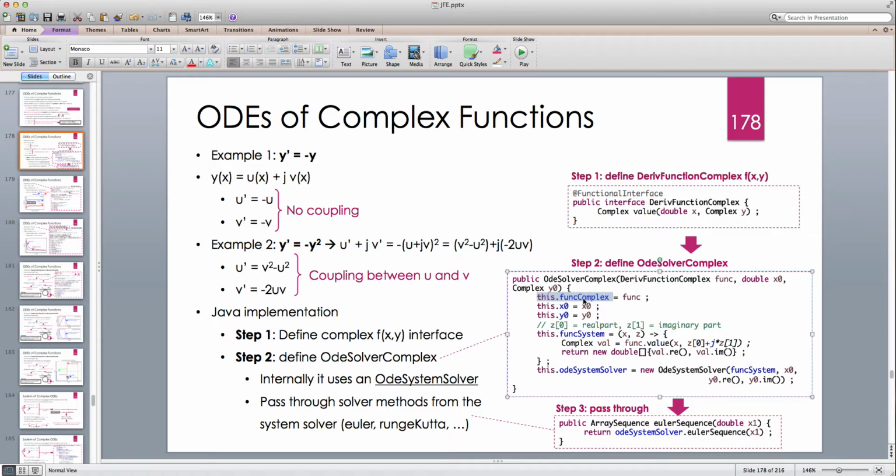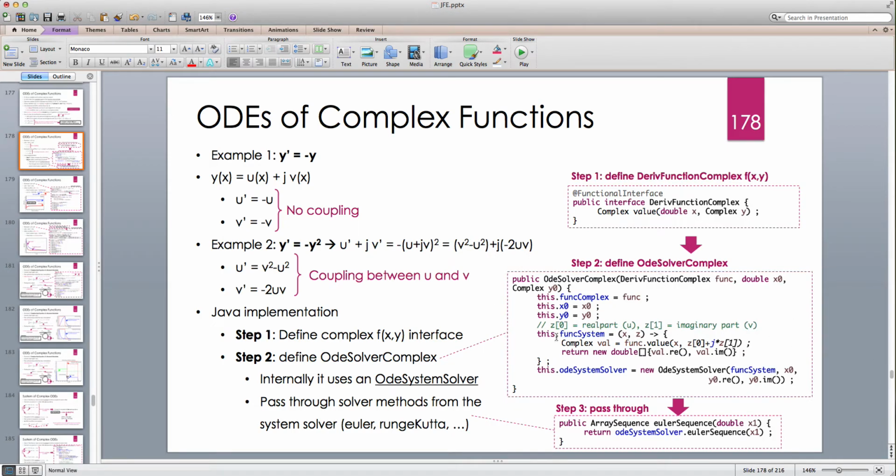So we have this function complex x0 y0, and then this func system represents the derive n function for the system of real valued ODEs, the u prime and v prime. It takes x, which is real, and z, an array of two variables, u and v, or z0 and z1. So z0 is the real part, u, and z1 is the imaginary part, v.